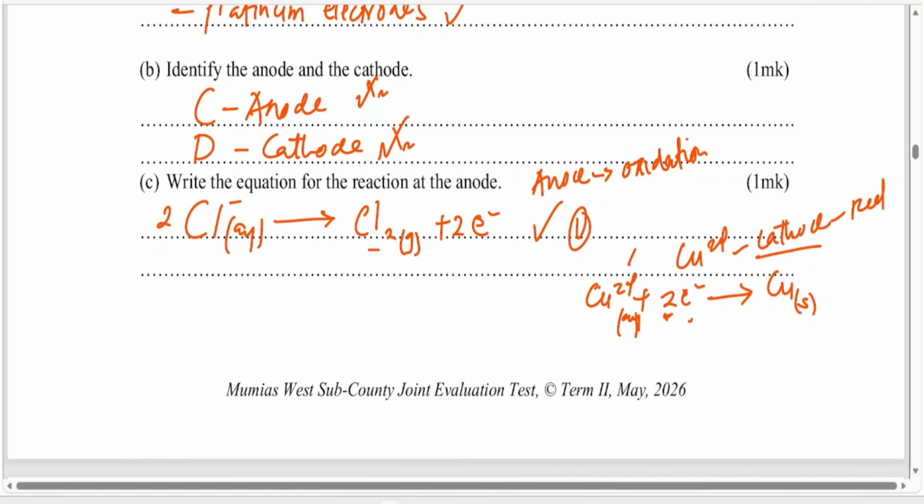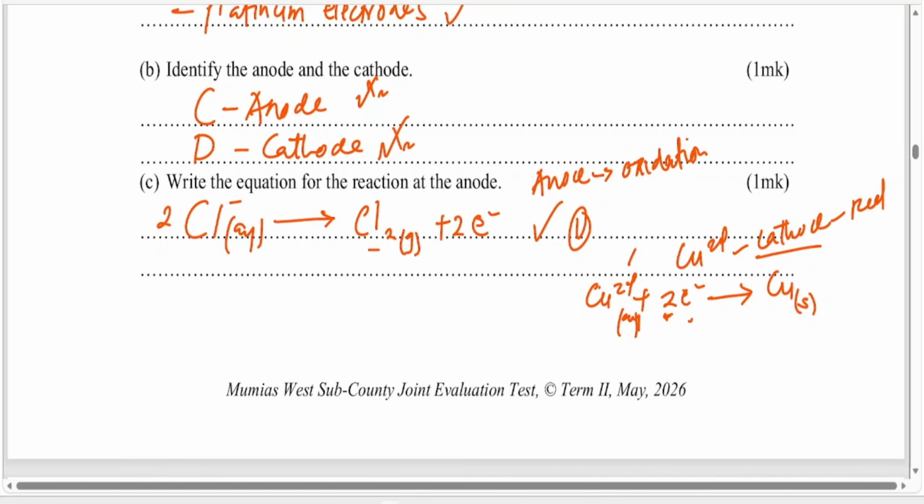And through that, you're going to score. If the question was to write at the cathode or anode, that's how you're supposed to do it. So the correct equation was chloride ions losing 2 electrons to obtain a chlorine molecule, and 2 electrons are lost, and we balance with 2, and that's how we obtain the 2 electrons.